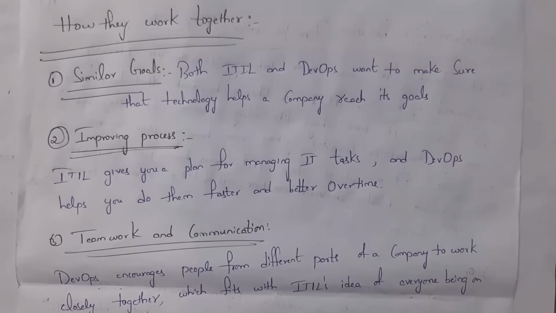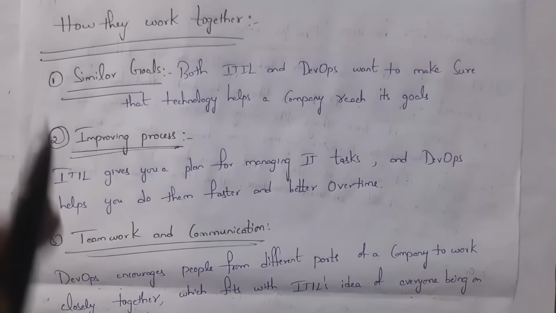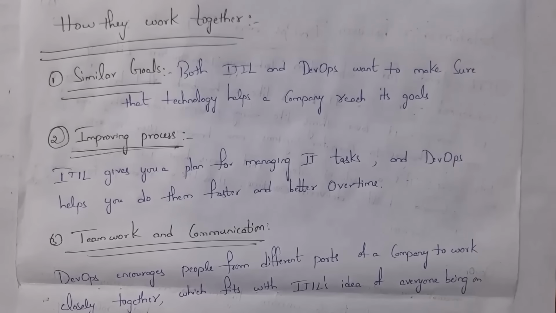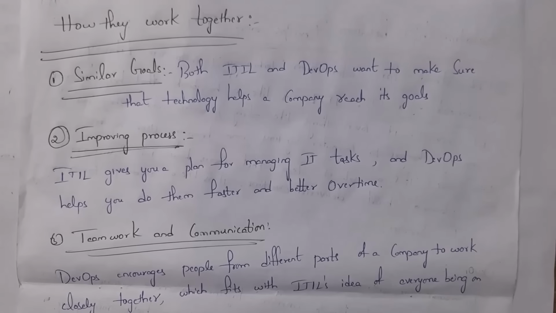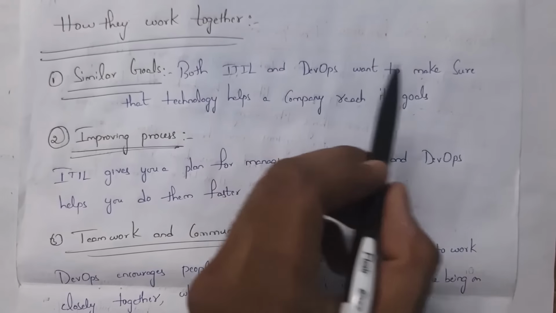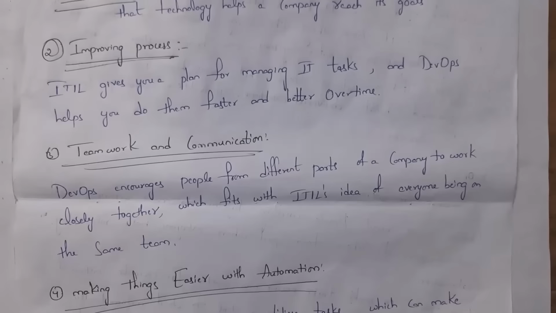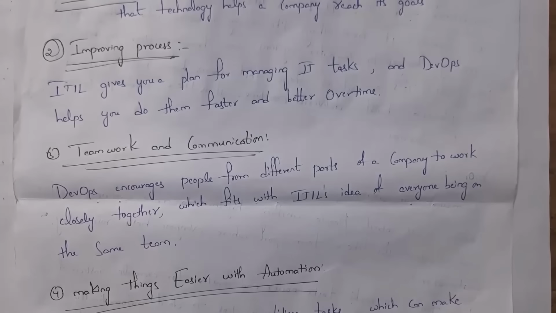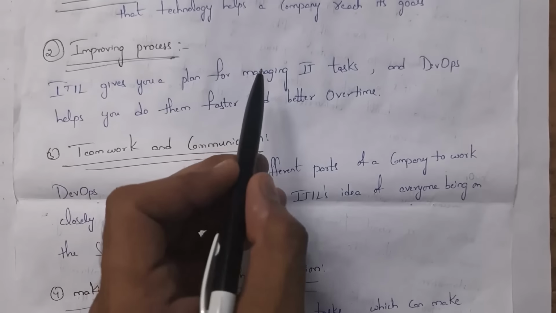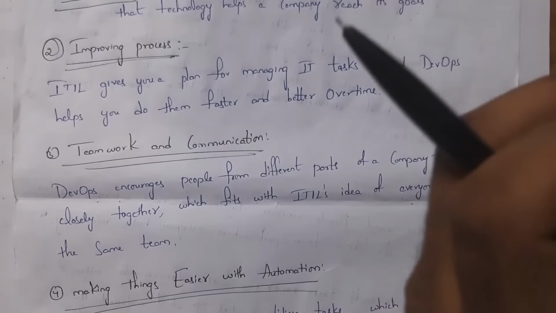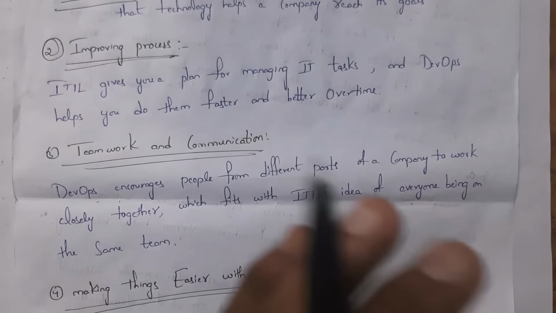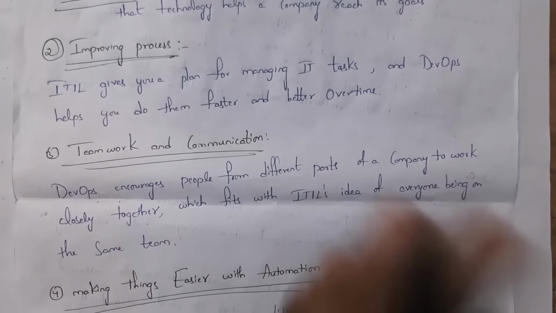But how do DevOps and ITIL work together? The first one is similar goals. Both DevOps and ITIL have one goal, that is to use technologies in order to reach goals. So both ITIL and DevOps want to make sure that technology helps a company reach its goals. The second one is improving process. ITIL will give a plan for managing IT tasks, whereas DevOps will give various kinds of tools for completing work faster and in a better way.